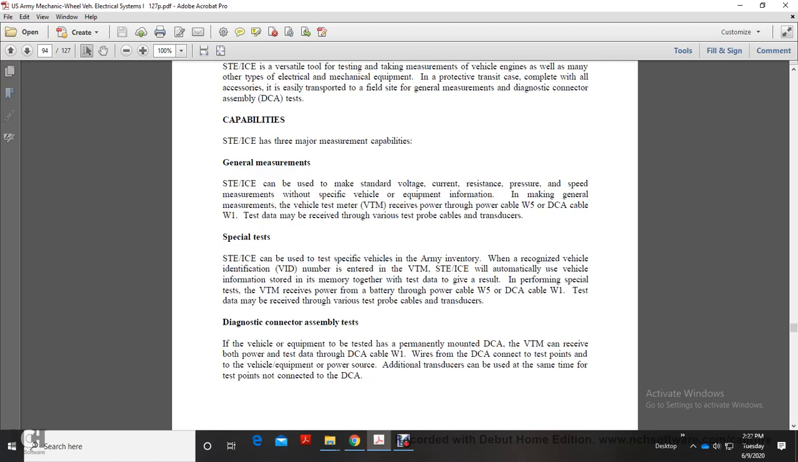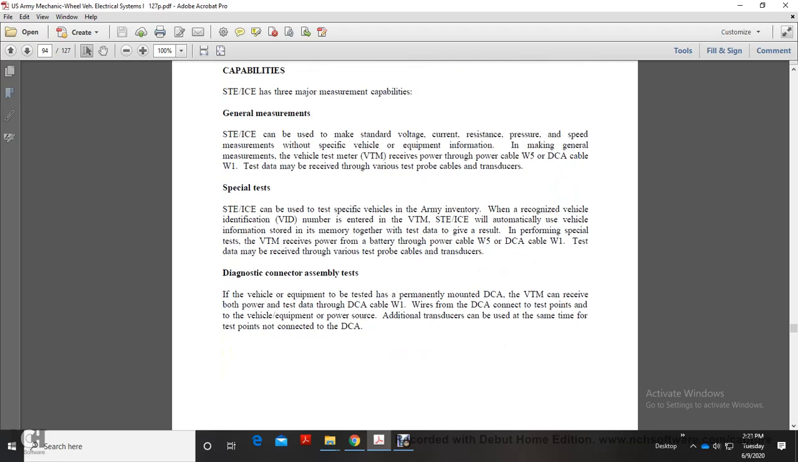Special test. The simplified test equipment can be used to test specific vehicles recognized in the Army inventory, with the identification number entered into the VTM, or vehicle test meter. The equipment automatically uses the vehicle information stored in memory together with the test data to give the result. In performing a special test, the vehicle test meter receives power from the battery through the power cable to W5, and the DCA cable to W1. Test data may be received through the various test probe cables and transducers.